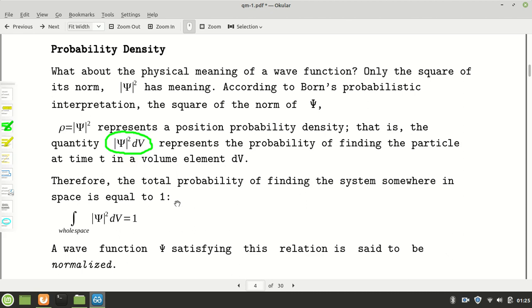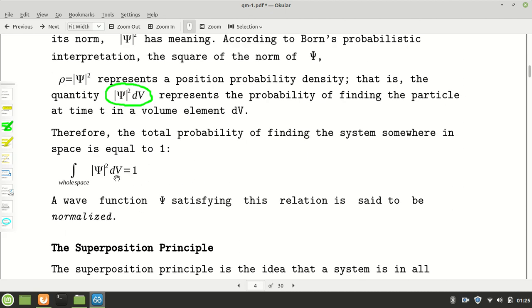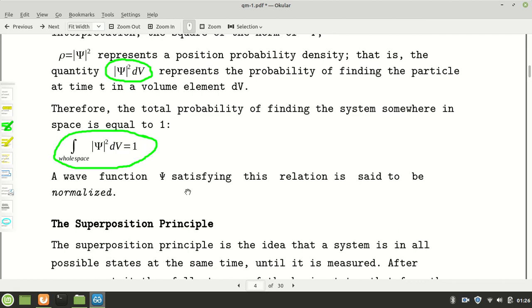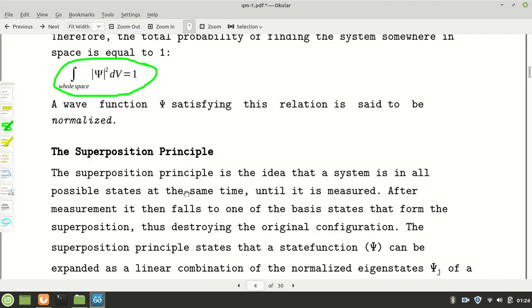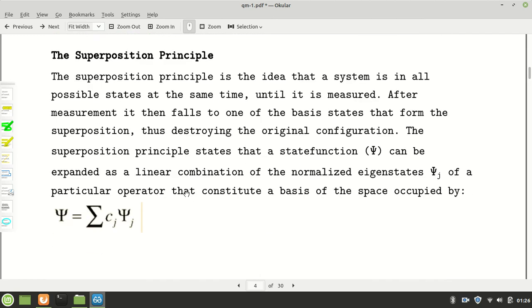Okay, so the result should be 1, the integration should be 1, and if any wave function satisfies this relation, then the wave function psi is called the normalized wave function, that is, normalized to unity. These terms are often used in quantum mechanics, so be serious with those terms.